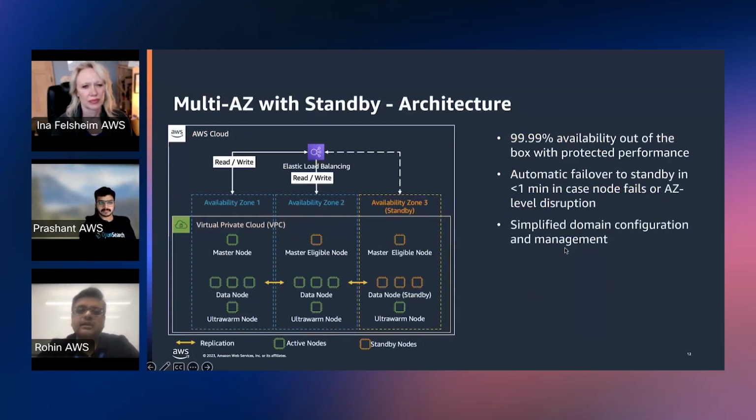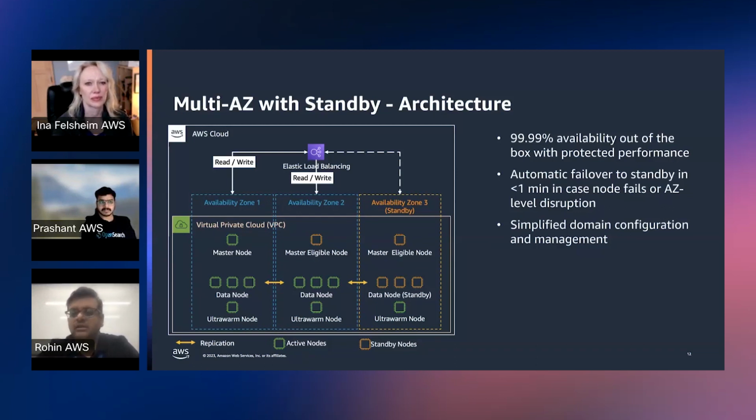So if you look at this, this presents an architecture for Multi-AZ with Standby. This is a typical domain running a production grade cluster on our service. It has 3 master nodes, of which 2 are master eligible nodes. Then we have 9 data nodes, 3 spread across each of the 3 AZs, and you also have UltraWarm enabled for domains which want to use UltraWarm. In this particular case, what we do is we reserve the data nodes in one of the AZs. It is chosen at random. It is not always Availability Zone 3, but it is an example, right?